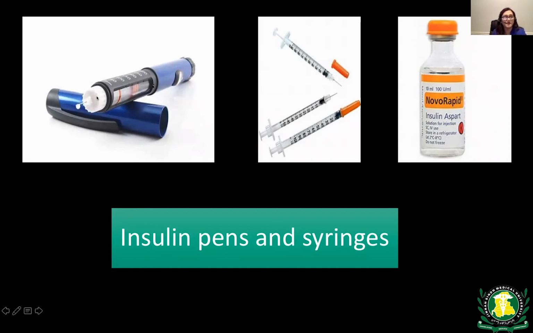The insulin pen basically has a shorter needle, and there's a cap here, so you basically have to cap the needle, and then you adjust the dose just by turning the little cap here, and then you just push the button and take the insulin.